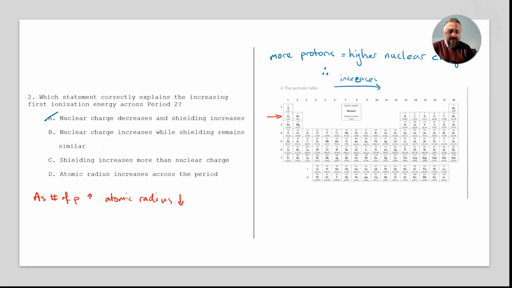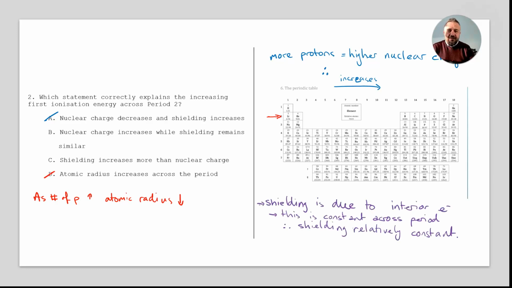As the number of protons increases, the atomic radius decreases, because the protons pull the electrons. And remember, across the period, they've only got the same number of shells. It pulls the electrons closer because the charge has gone up. As that charge goes up, the more positive, so the negative electrons get pulled tighter. So as there are more protons, the atomic radius decreases, and that means it's not D.